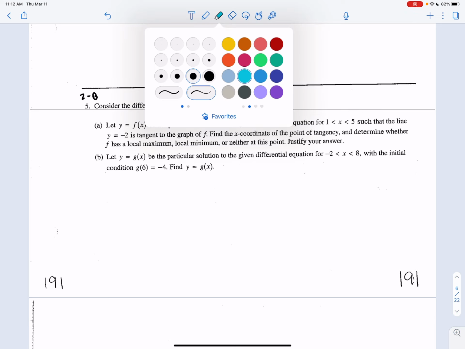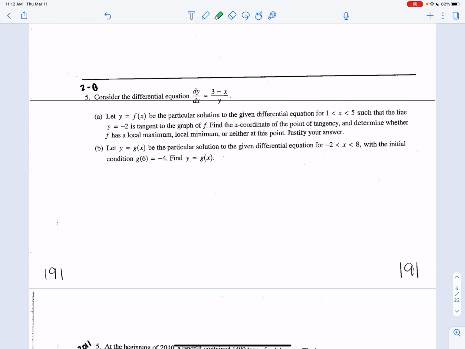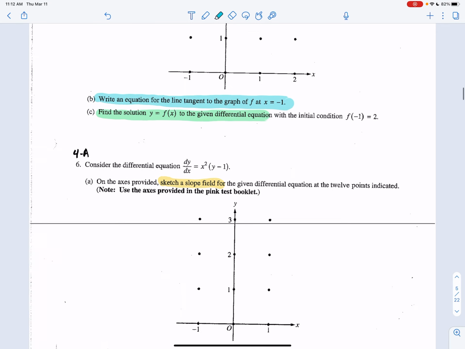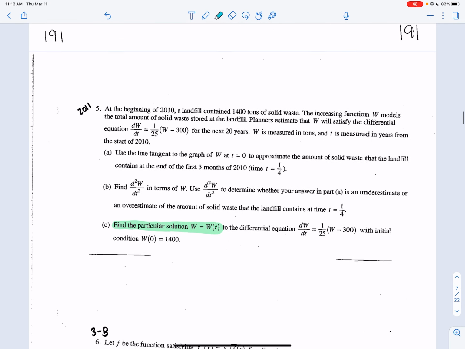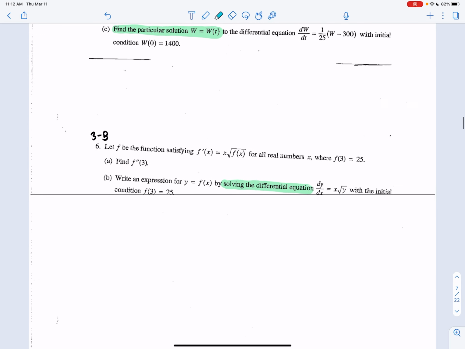Okay, go back to your last highlight. I think it was green that I used? Okay, that was tricky. I didn't catch this. It says part B in 2002, let y equal g of x represent the particular solution, and then they tell you to find it. Tricky, right? Okay, I'm going to go back to my blue. Was it blue? Yeah. Use the line tangent to the graph of W, and you want to use that to approximate. Okay, so that's the same thing as the equation of a tangent line, written a little bit differently.